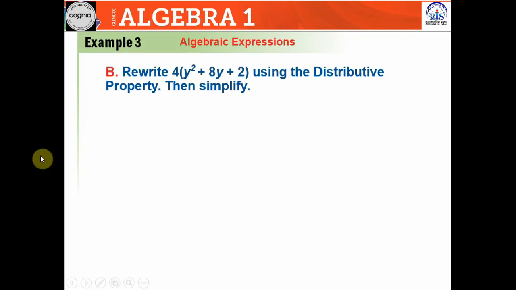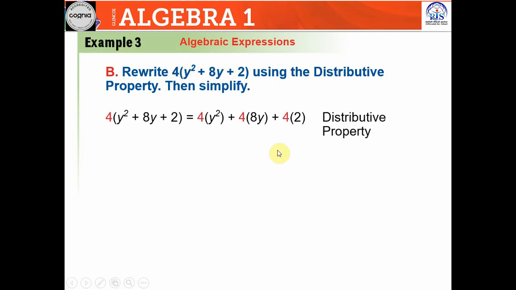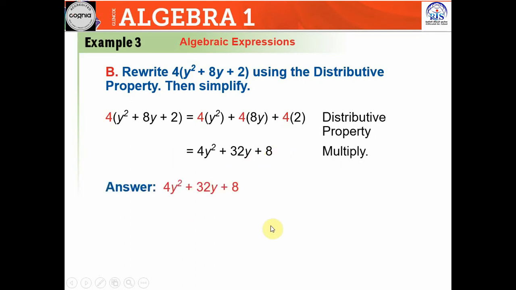The same here, you are going to multiply 4 by every term inside the brackets. 4y squared plus 32y plus 8. Distributive property, of course. Here we don't have like terms, therefore we cannot add.